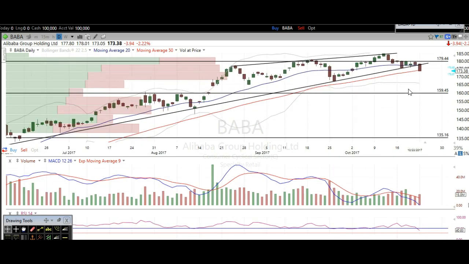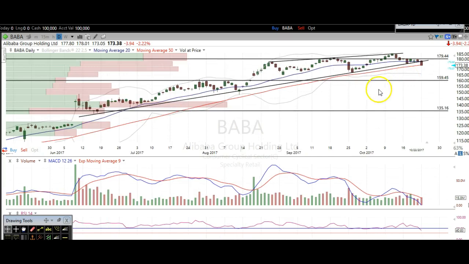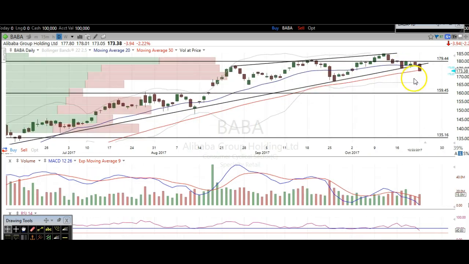So what we have here on Alibaba, we have a rising wedge, triangle, whatever you want to call it. Again, if you watch these videos, you know that I'm not super technical on these patterns and the textbook definitions of them. But you have this pattern, you have this trend line here, and it clearly broke that trend line.